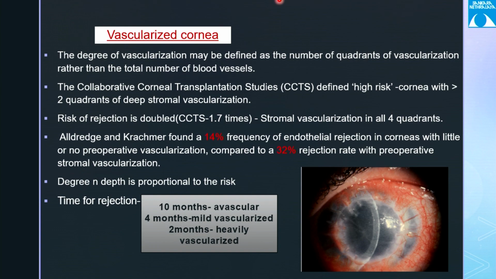So coming to each and every factor, vascularized cornea is basically defined as the number of quadrants of vascularization rather than the total number of blood vessels. The CCTS study defined high risk as cornea with more than 2 quadrants of deep stromal vascularization, and the risk of rejection is doubled.